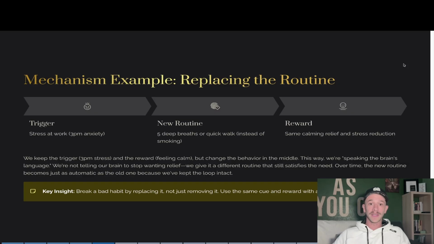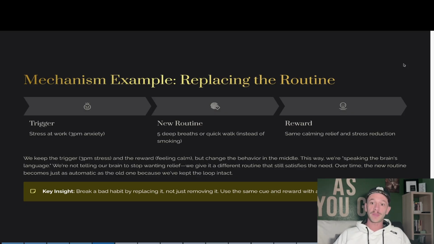So, a mechanism example, replacing the routine. First you have the trigger. An example is stress at work at 3 p.m. triggering anxiety. The new routine is 5 deep breaths or a quick walk instead of smoking. The reward is the same calming relief and stress reduction. We keep the trigger, which is 3 p.m. stress, and the reward, which is feeling calm, but we change the behavior in the middle.